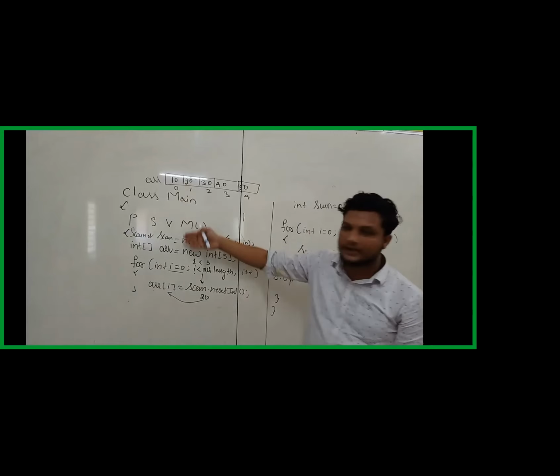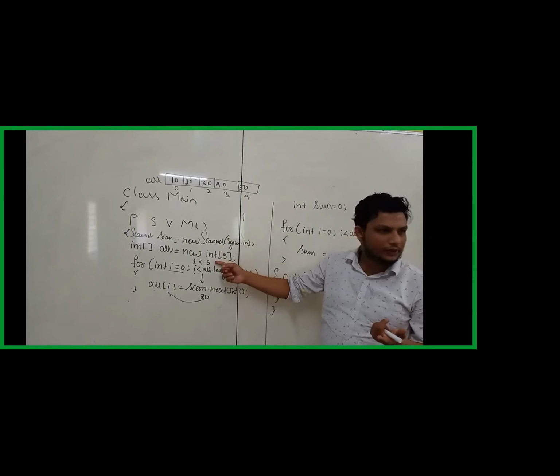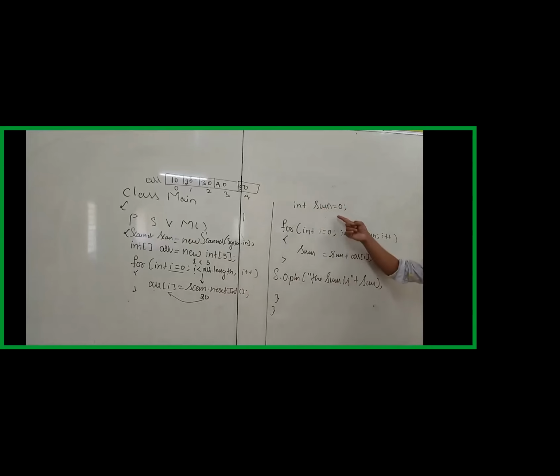So this will remain the same. That is, the Scanner object is definitely required to collect the values. The array needs to be created. We need to store the values. The only thing we need to change is here. Now tell me, is sum required here? No. Why?